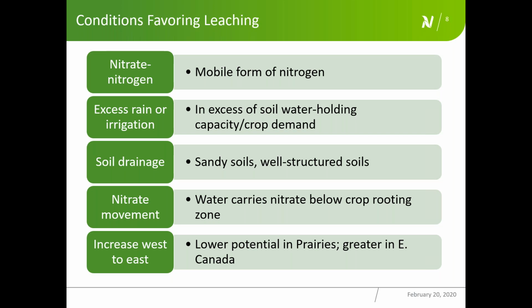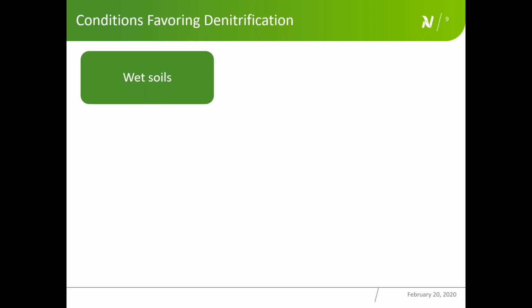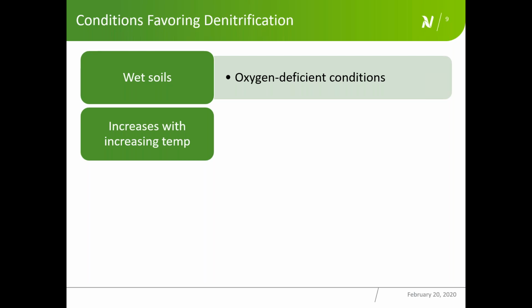And the same could be said for our denitrification potential, although that may be perhaps more related to specific soil areas and soil properties. So let's talk about denitrification now. This, as I said, is related to wet soil. So when oxygen becomes deficient, this is when we have the greatest potential for denitrification. It increases with increasing soil temperature. Where the actual leaching event is really unrelated to temperature, denitrification is very much related to temperature.